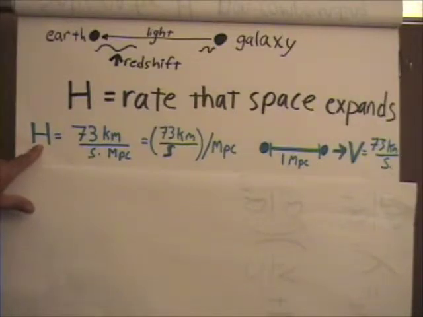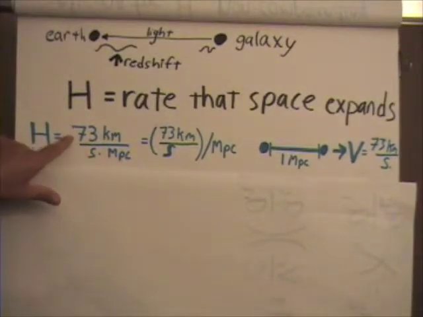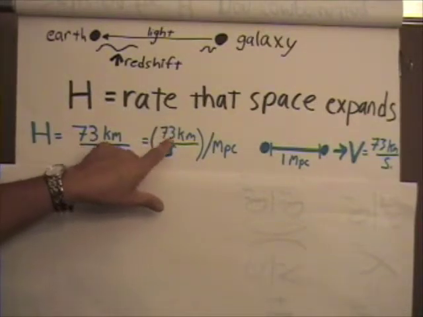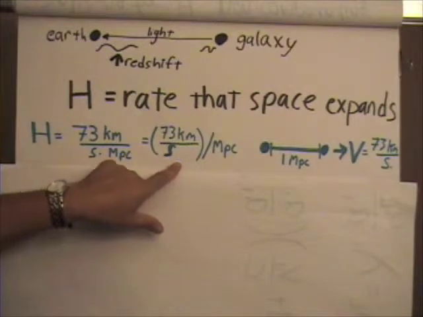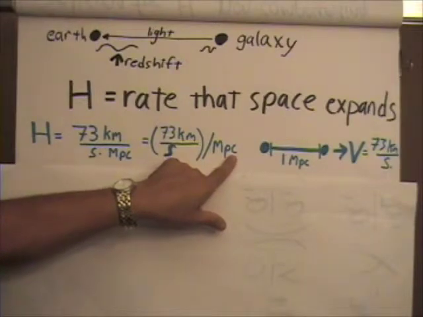Suppose the Hubble constant is 73 kilometers per second per megaparsec, which actually happens to be within the range of currently accepted values. Well, that can be written as 73 kilometers per second, which is a velocity measure, per megaparsec. Now what does that mean?